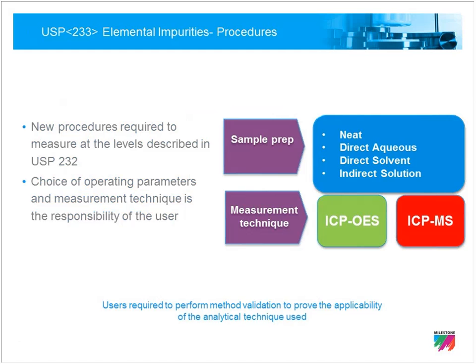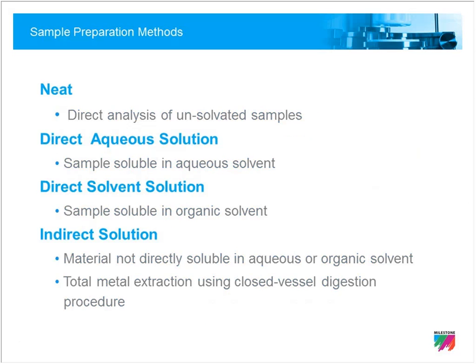Okay, so USP 233. Now, obviously, Steve spent a lot of time on the measurement component of that method. And from the sample prep side, we actually are given several choices of the sample prep technique that we're going to use. And these choices include neat. And if we're lucky enough to run the samples neat, basically all you have to do is inject the system right into the ICP or the ICP-MS.